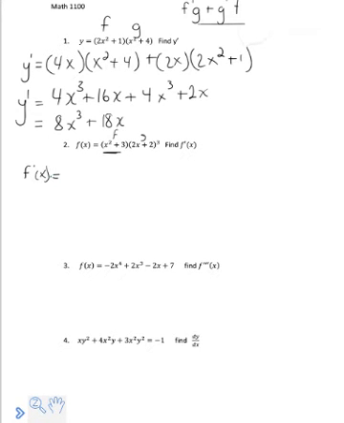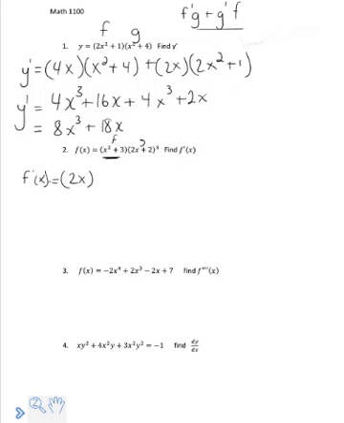equals the derivative of this, which is 2x times g, plus g prime, which is 3 times 2x plus 2 squared multiplied by the derivative of the inside function, 2, multiplied by f, which is x squared plus 3.